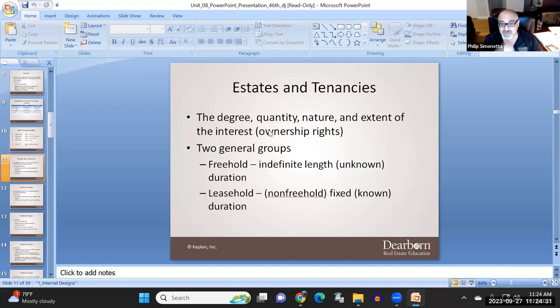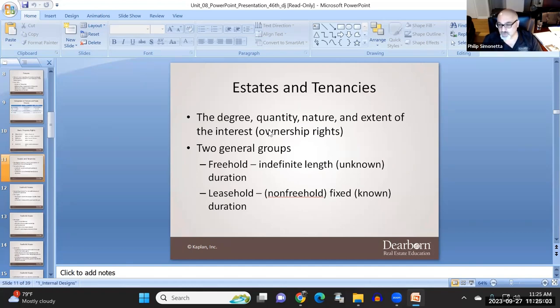Now we're going to talk about estates and tenancies, okay? Estates and tenancies are the degree, quantity, nature, and extent of the interest of ownership rights. So when you own a property, the estates and the tenancies explain how you occupy it, how you own it, and what rights you have to the property, right? So there's two general groups of estates and tenancies, okay?